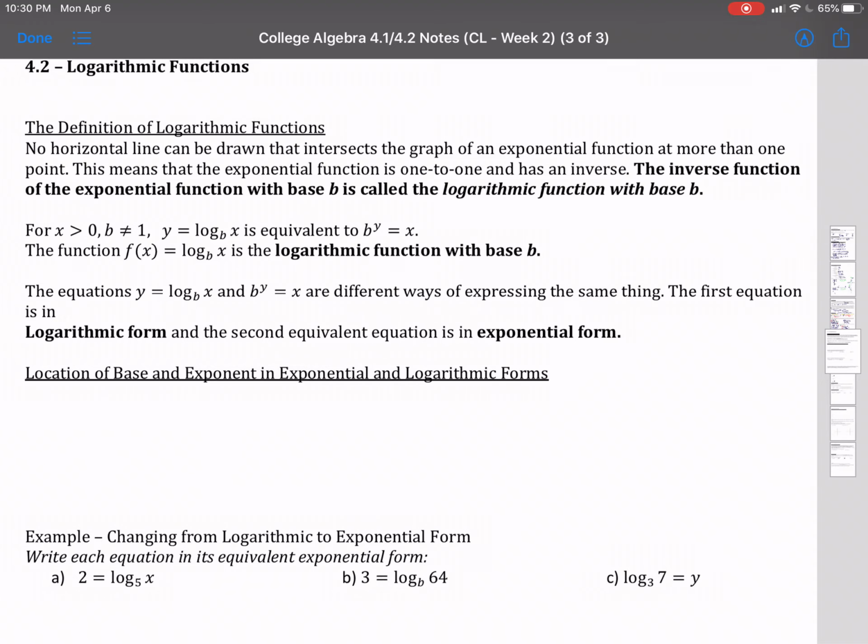Alright, 4.2 logarithmic functions. Here we're going to look at the inverse function of the exponential function that we looked at in 4.1. The definition of a logarithmic function starts from the fact that no horizontal line can be drawn that intersects the graph of an exponential function at more than one point. This means that the exponential function is 1-to-1 and has an inverse. The inverse function of the exponential function with base b is called the logarithmic function with base b.